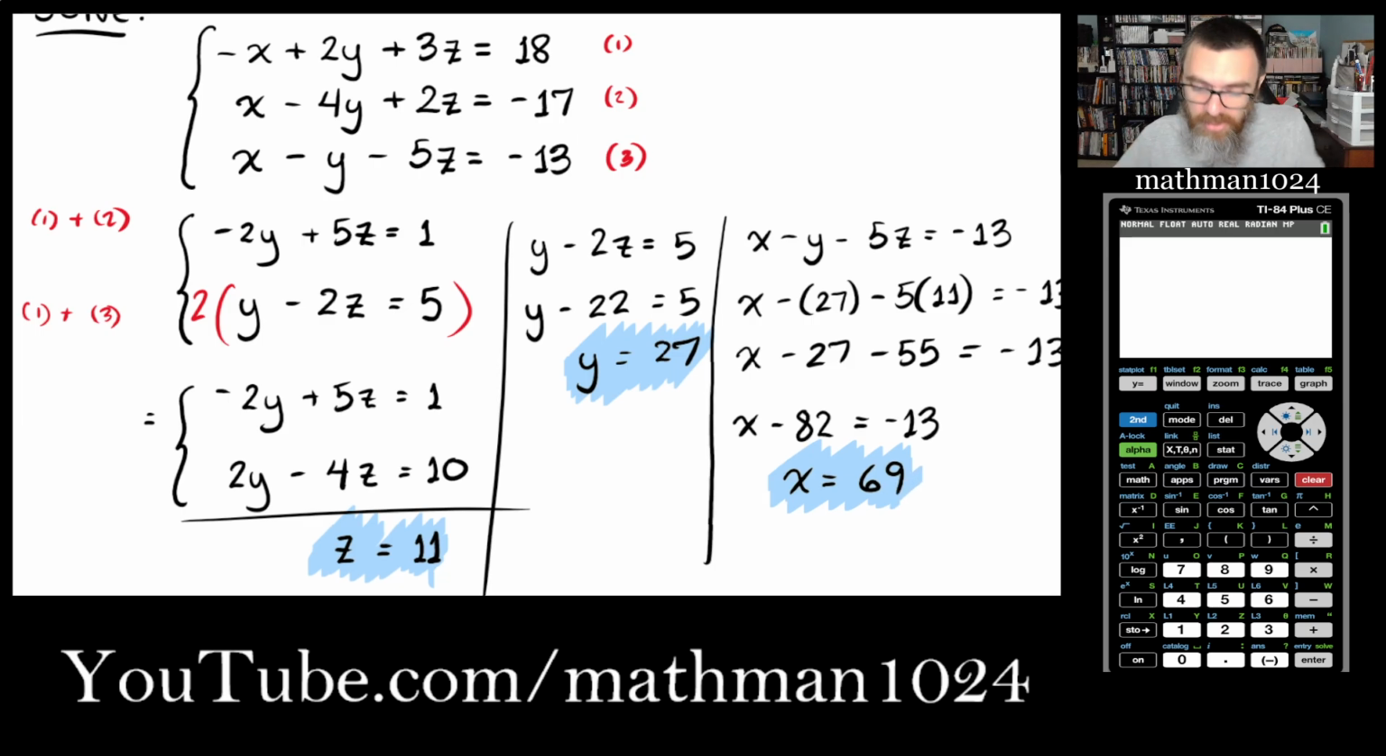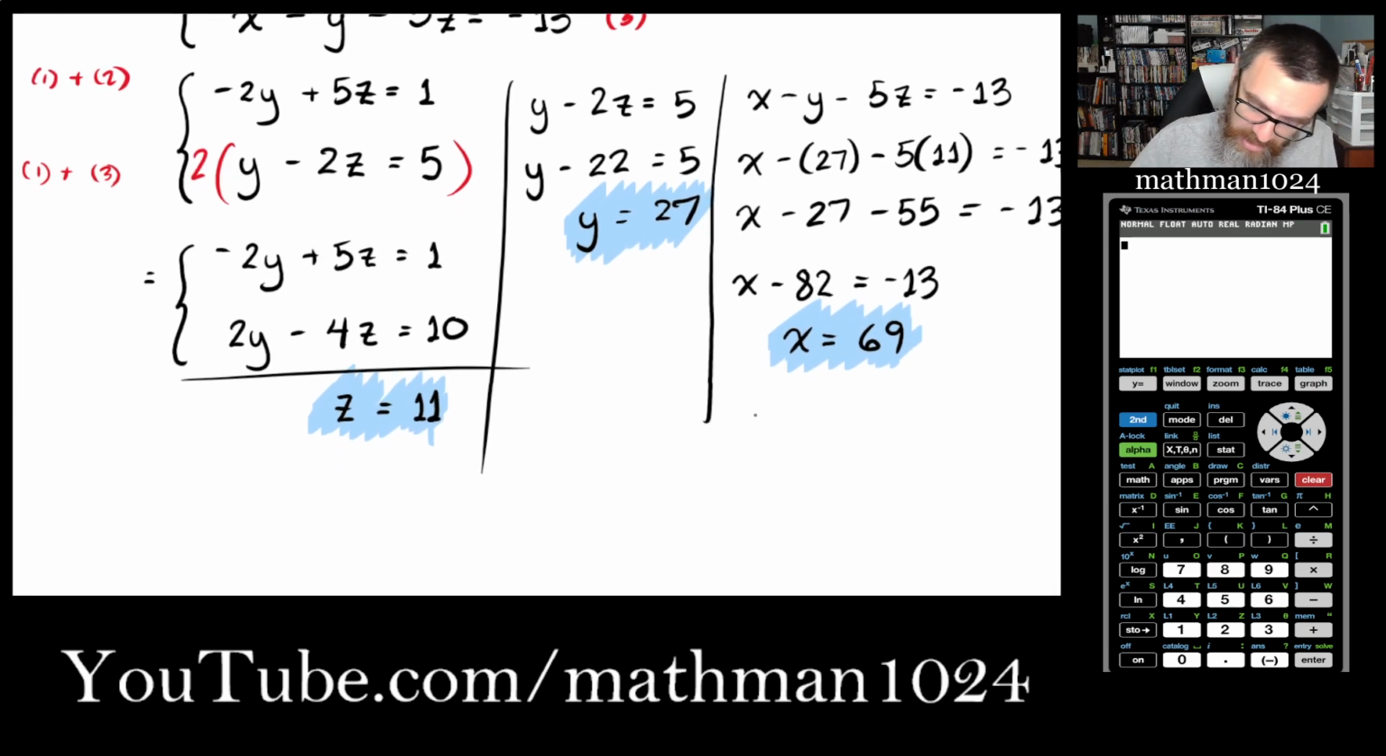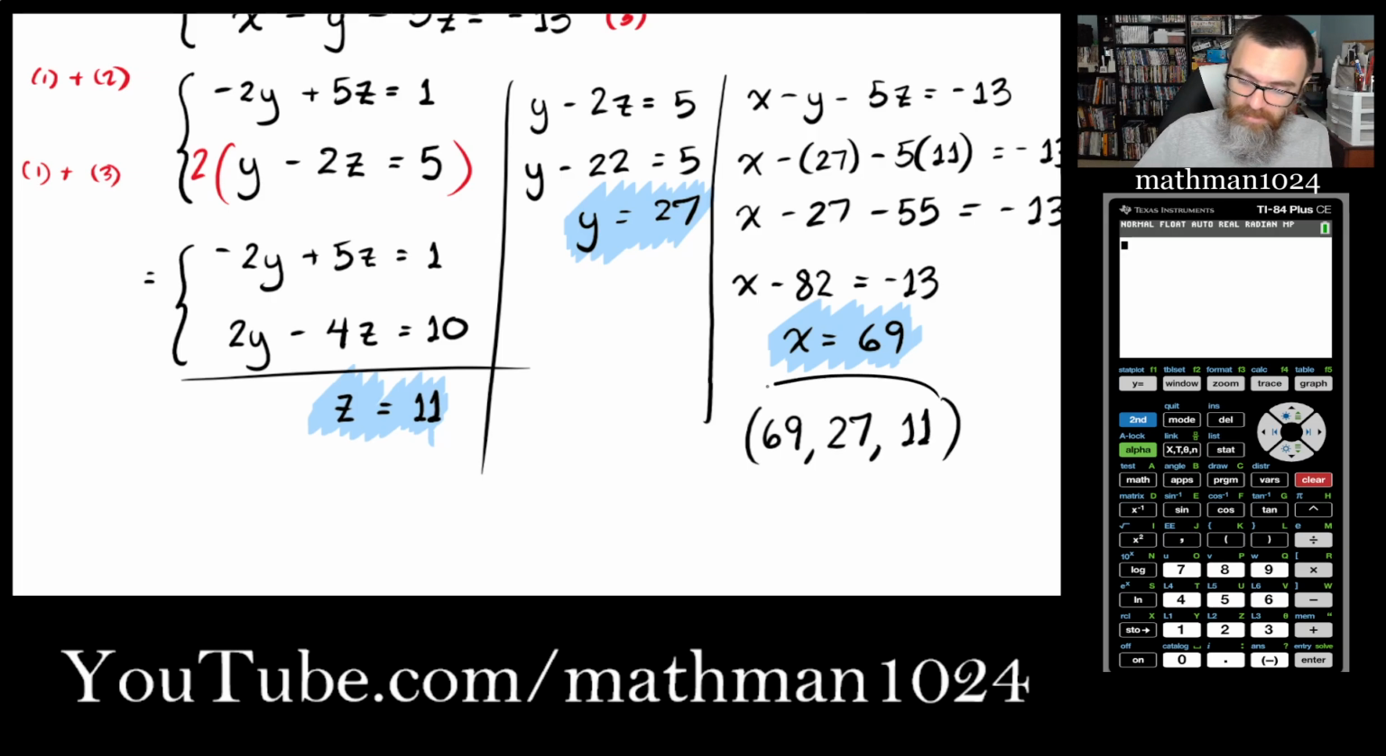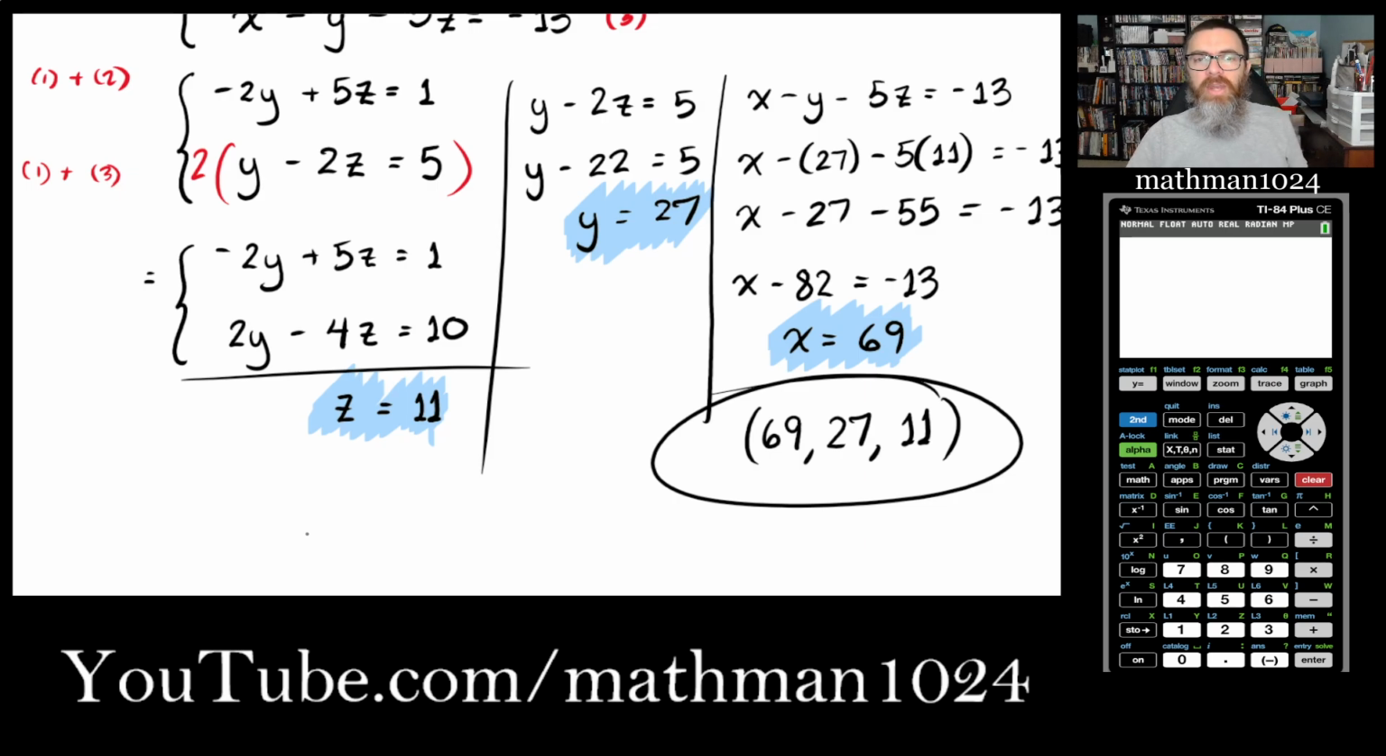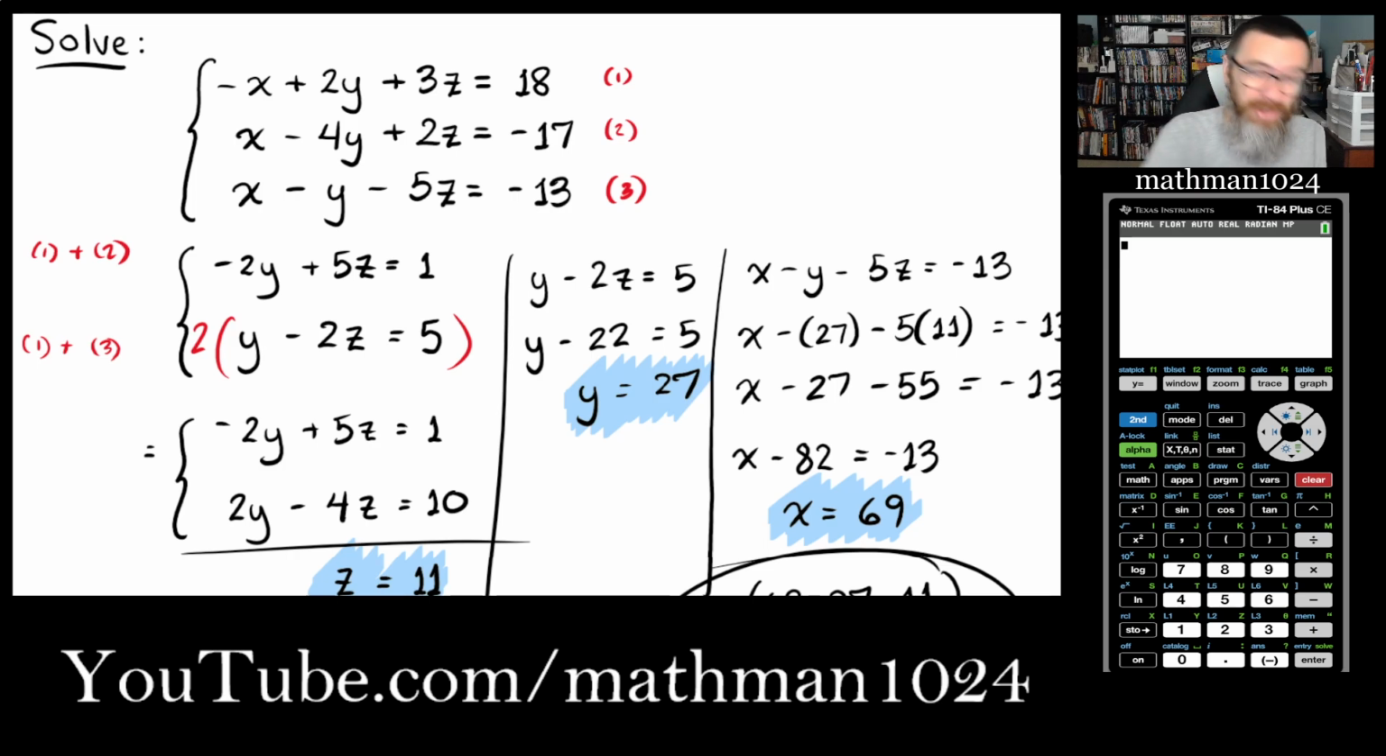All right, so putting all this together, that means that our ordered triplet XYZ is going to be 69 for X, 27 for Y, and 11 for Z. And again, we should be able to easily check this just by plugging things back in. Now, I'm going to use the graphing calculator to check. So let's see what that looks like.